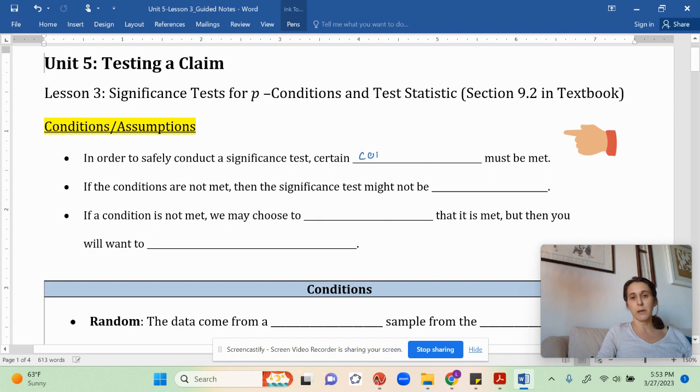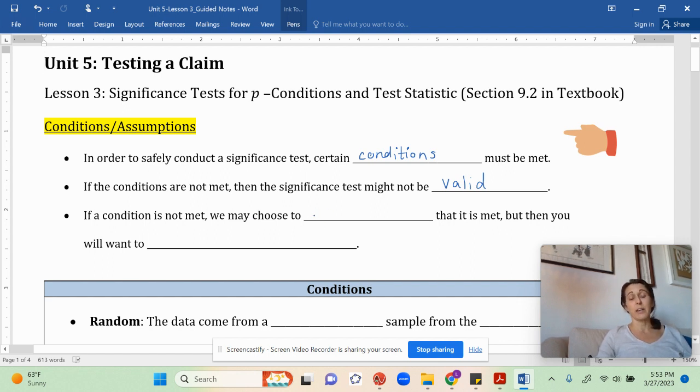Certain conditions must be met. If the conditions aren't met, then the test that we actually go through all this work to conduct might not actually be valid. We can do the math and get an answer, but it might not be a very valid answer. It might not actually be meaningful statistically. And that's why when we read about studies, we want to make sure that these conditions are met, because they sometimes come to conclusions that aren't actually valid.